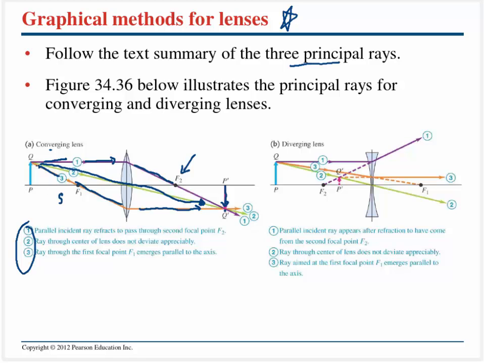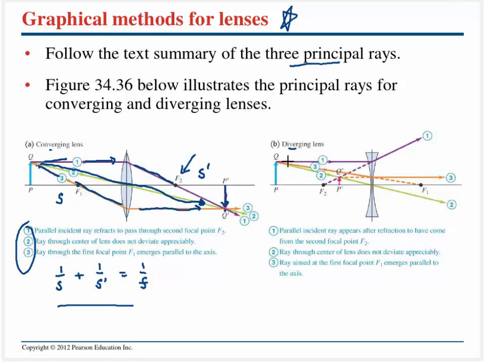So here we have our object distance, and here we have our image distance. We still have the same standard equation: 1 over object distance plus 1 over image distance is equal to 1 divided by the focal length. So this is the equation we'd be using to go along with this.